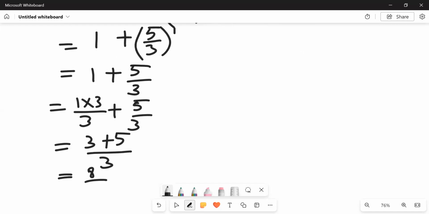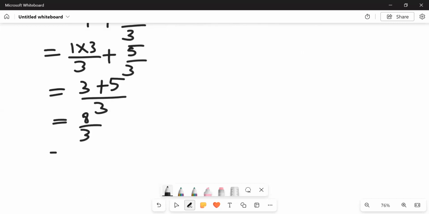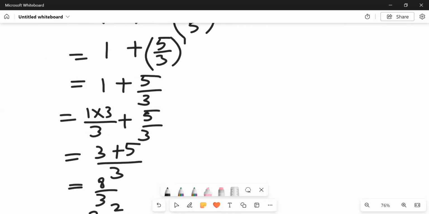So now here it is an improper fraction. For making it a proper fraction, we will divide and write 3 2 times is 6, 2 is the remainder over 3. Okay. Now which question? D part. Question number 4, D part, right?